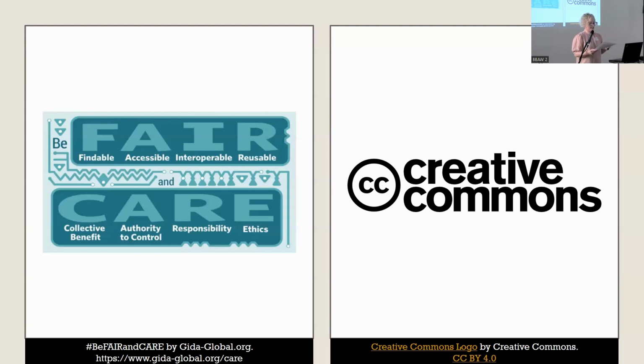The C stands for collective benefit, and Creative Commons licenses allow for Indigenous peoples to collectively benefit from the content of a work in ways that the all rights reserved model of copyright does not allow. When a Creative Commons license is applied to a work, anyone, including Indigenous peoples, can share the work freely and reuse or adapt it according to the terms of the license.